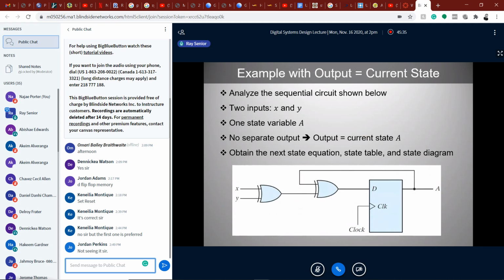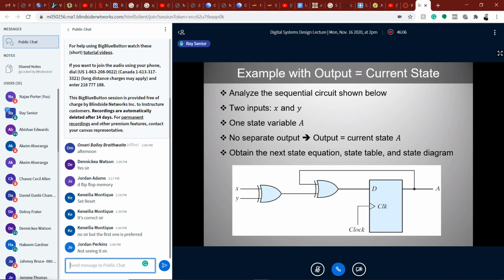All right, let's look at another example. In this example, we're going to look at one where the output really and truly comes from just the current state. In other words, we don't have an output for y as we did before. The output really just comes from the current state. In this particular instance, going through the same procedure, can we identify the inputs? How many inputs do we have?